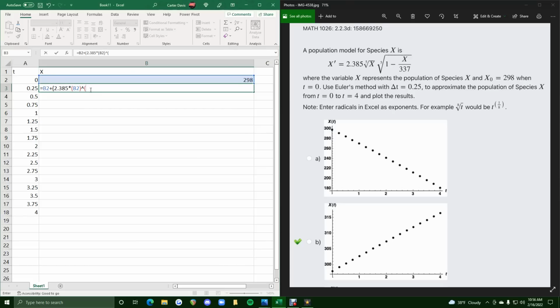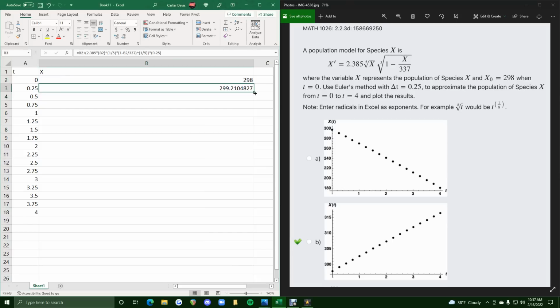raised to the 1/5 to represent the 5th root, and then we multiply this by, in parentheses, 1 minus x, which is B2, divided by 337, all raised to the 1/5 as well, because it's also the 5th root. And then we close off the entire x prime, and then we multiply by the step size of 0.25, and we want to make sure we have the asterisk so it doesn't give us an error.